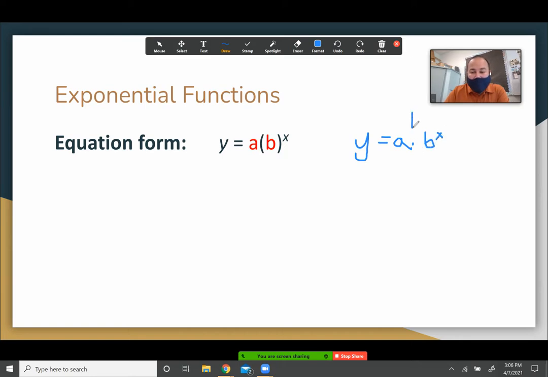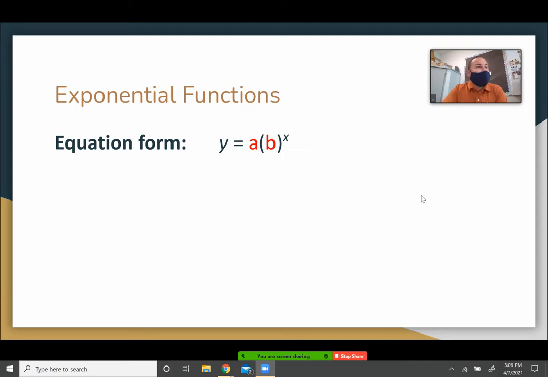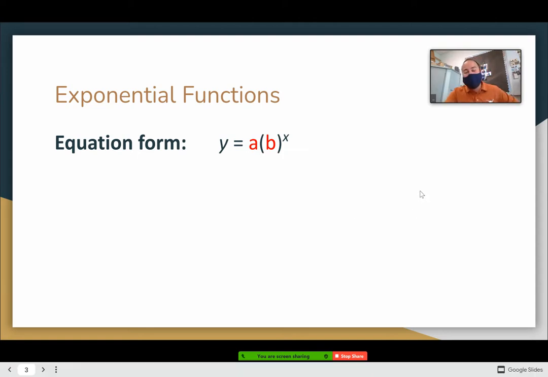Because what do people tend to confuse this multiplication with? A dot or a decimal, right? And I don't like to use that form. So that's why I always use parentheses around the b instead of the dot, because parentheses we know is multiply anyway. This is how you write an equation for an exponential function, and that's what we're going to do today.